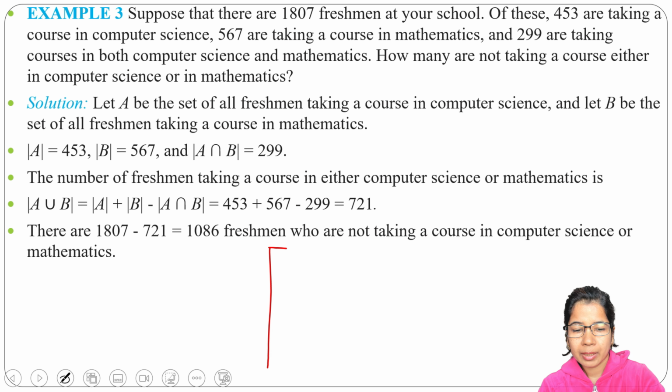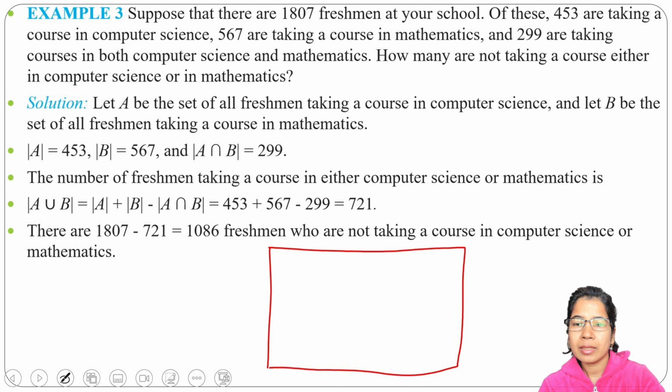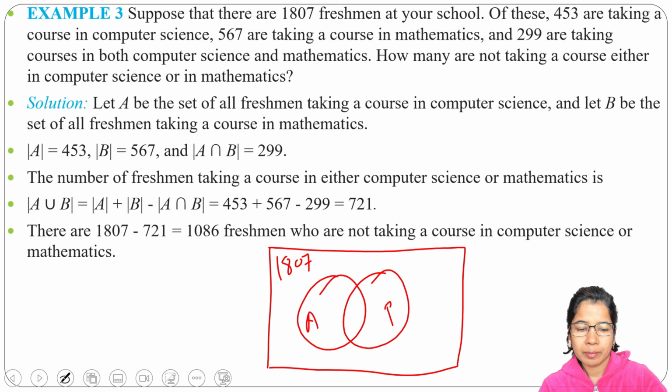You can draw the Venn diagram like this. This is 1807, all students. Then from that, this is A, this is B, and this is the intersection. A is the students who are taking computer science, B is the students who are taking mathematics, right?